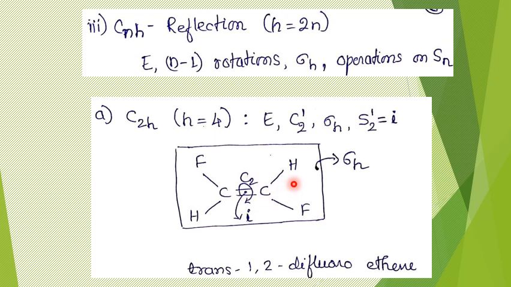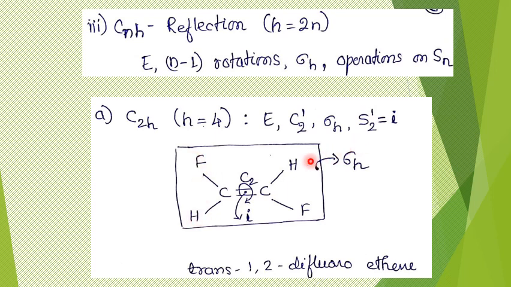And one more point, maybe later at some other stage I'll mathematically prove this. The operation which is possible on this S2 axis will also be identical to the inversion center i. That can be easily seen here. If that inversion center exists here, this fluorine moves in the opposite direction and takes this position.